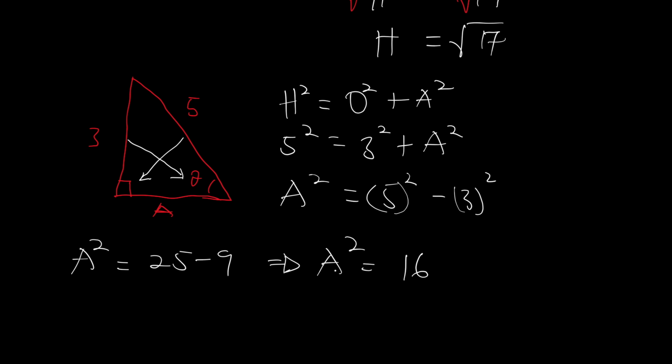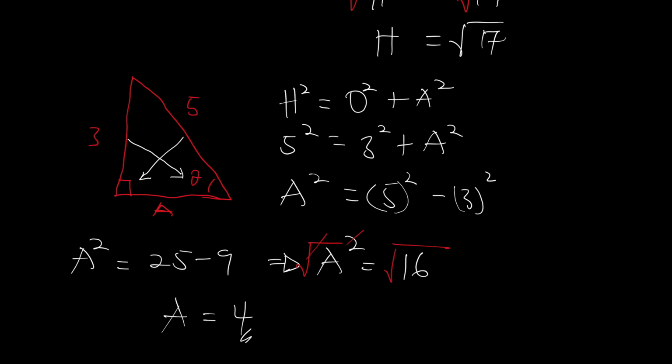Now to find a, we take the square root of both sides. So we take the square root of this and the square root of this. Square cancels the square root. Our a will be equal to 4.